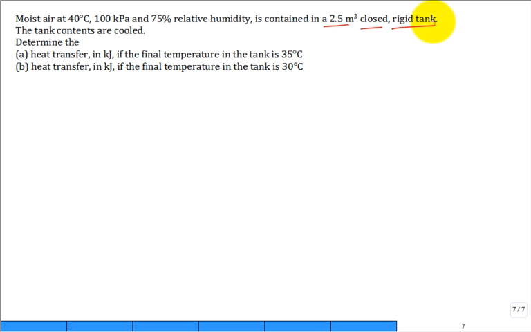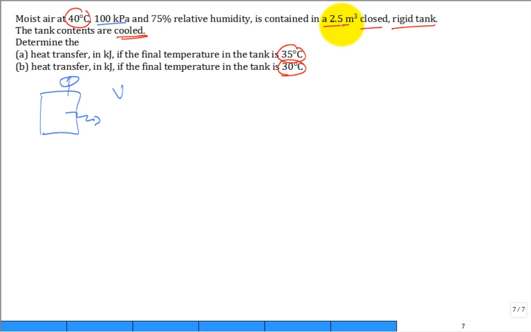All right. The tank contents are now cooled. So it starts at 40 and it's cooled to 35. Calculate the amount of heat transfer in kilojoules needed to cool it to reach the final temperature of 35 degrees C. Then redo the problem to 30 degrees C. So we have a rigid tank, little pressure gauge on it. As I'm cooling it, what do you think that pressure does? Does it stay 100, or does it go up, or does it go down? That's going to make the problem challenging. The pressure is going to go down as well.